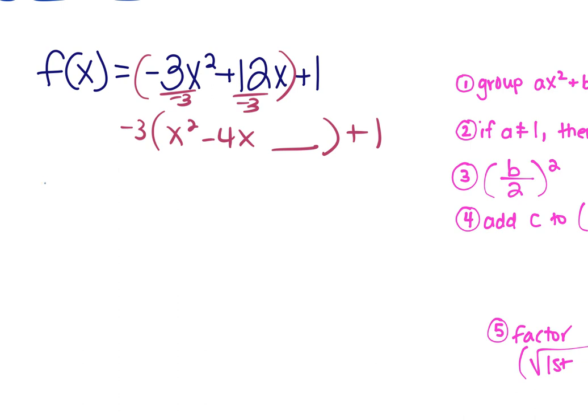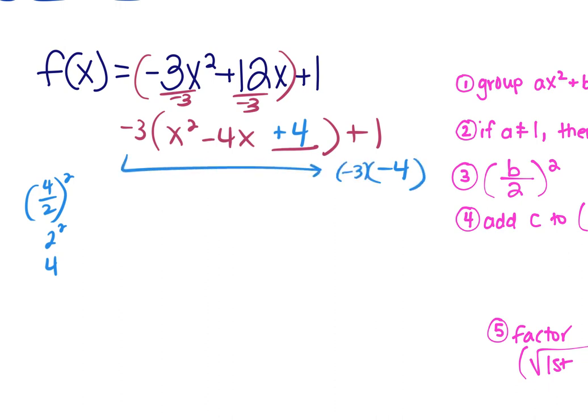Now I take b, which is 4. I divide it by 2 and I square it. 2 squared is 4. I add it inside the parentheses. To balance this side of the equation, I would normally subtract it from outside the parentheses. But because I took something out, I have to multiply it by that first. -3 times -4 means I'm actually now adding 12. -3(x - 2)squared comes from square rooting the first term, square rooting the last term, taking the sign from the middle, putting it in parentheses and squaring it. And then 1 plus 12 is 13.